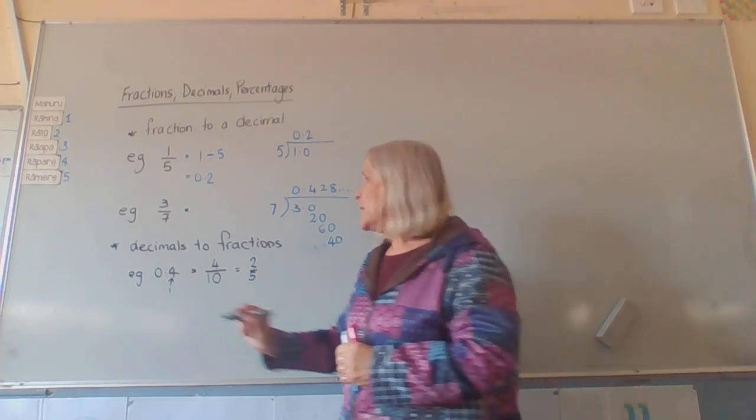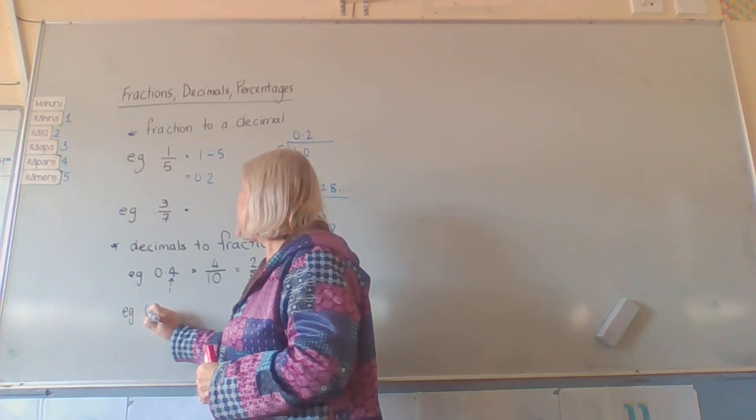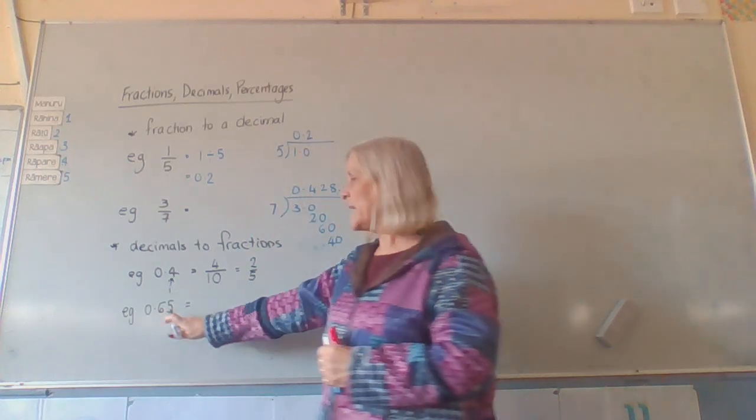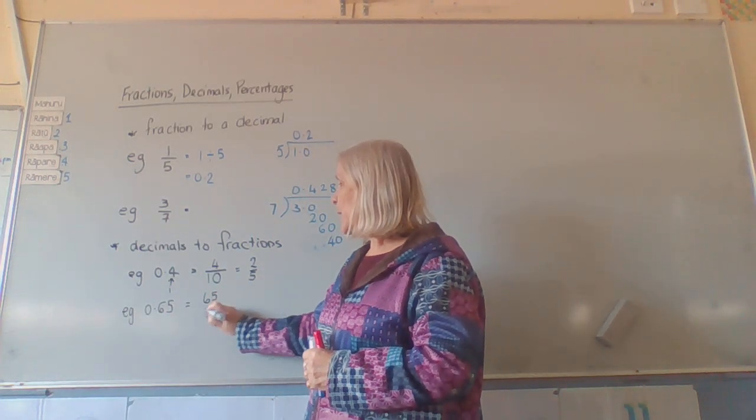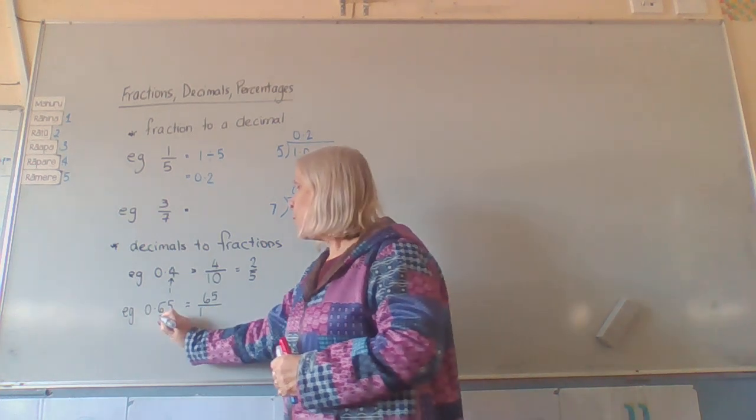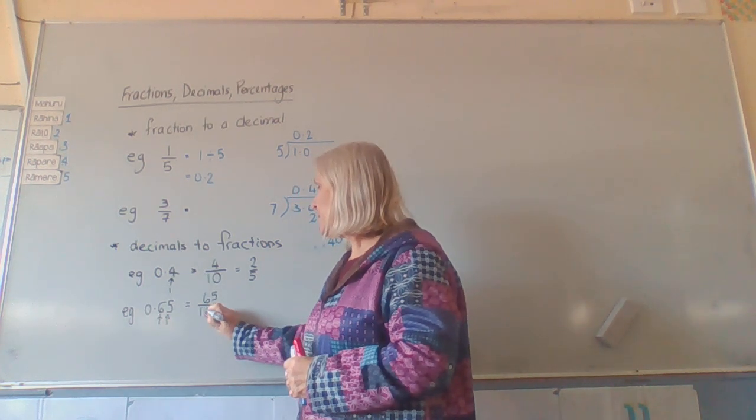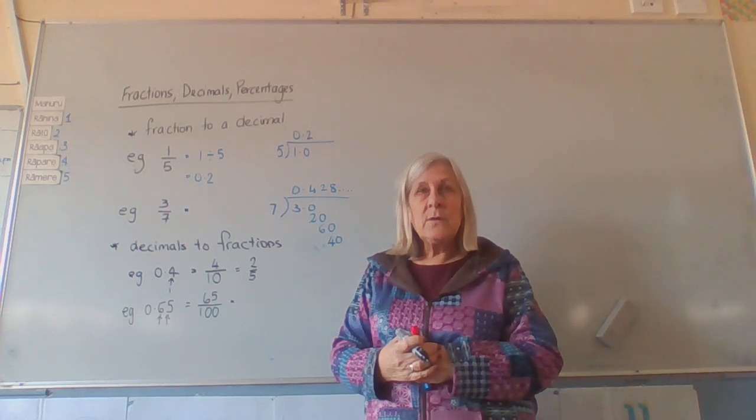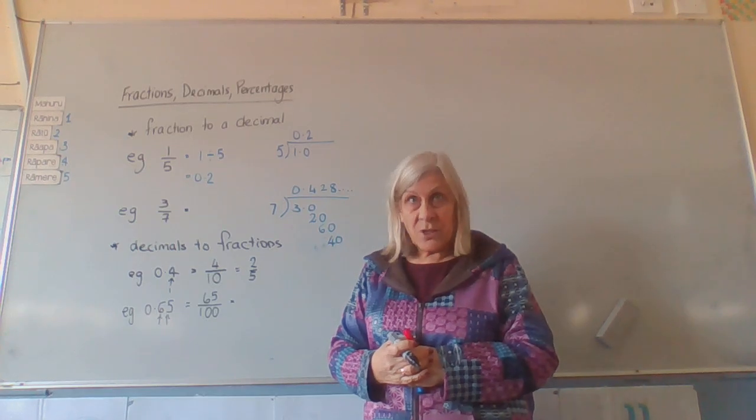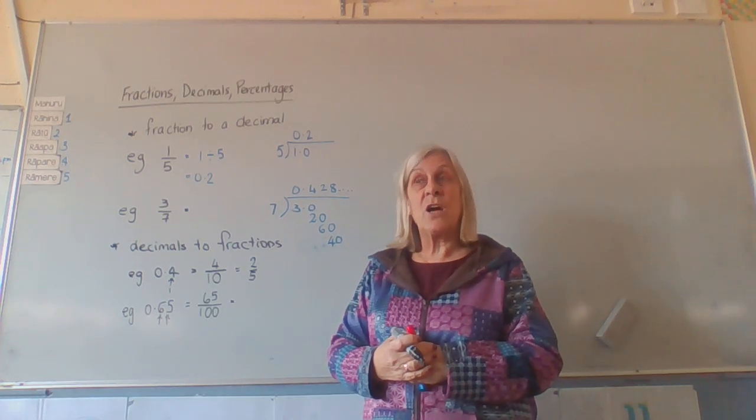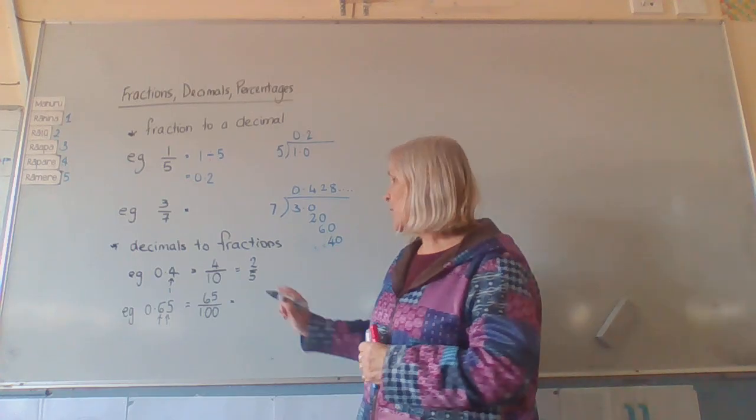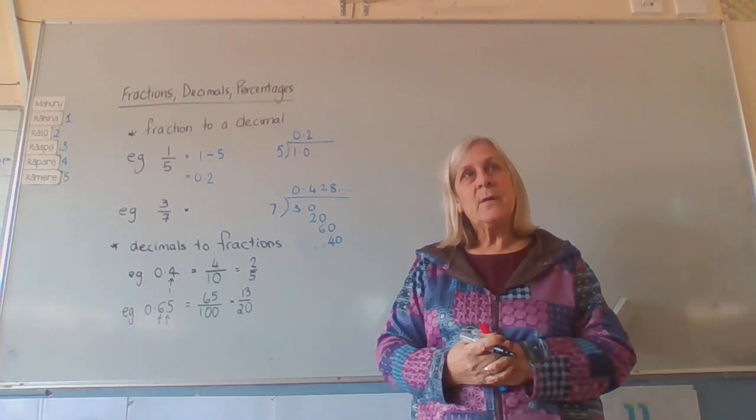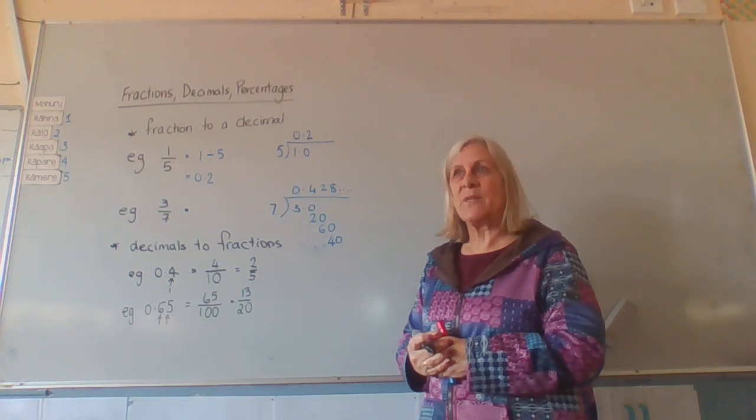All right? So if we had this one, we'd take the number 65, we'd put it over a 1 with 2 zeros. And we'd simplify. 5s into 65, go 13. And 5s into 100, go 20. So 13 is a prime. We know we can stop there. 13 over 20. If we couldn't, we keep going until we simplify.